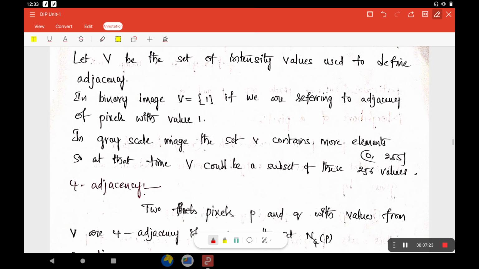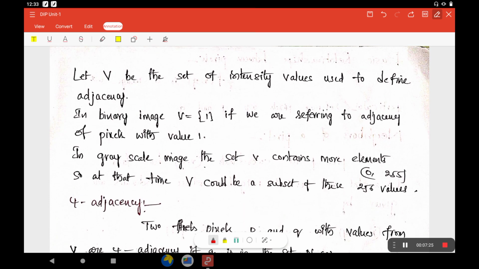So let us consider the adjacency point of view. Let V be the set of intensity values used to define adjacency. Suppose you want to define the adjacency of any 2 pixels; we will consider some set of intensity values. An image consisting of values from 0 to 255 may not contain all values in some images. Some particular values may exist, and those can be treated as a set.